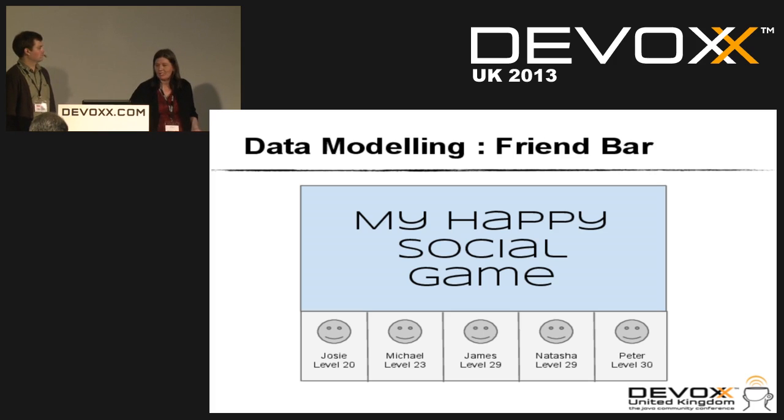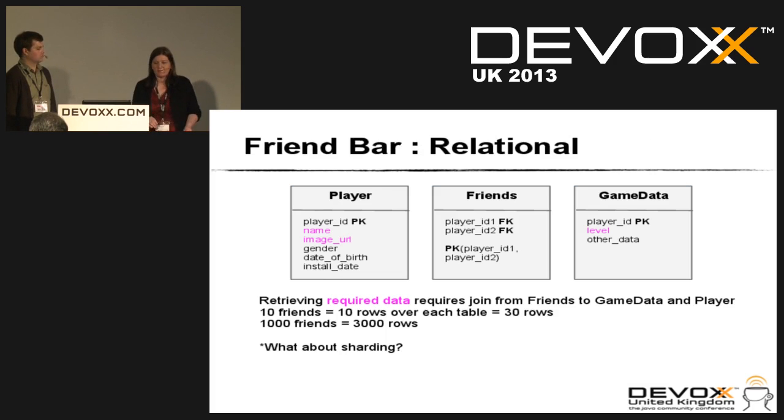Now, just for a minute, let's imagine that we are using a relational database and how we could possibly model this data. So I've created 3 tables here. I've got a player table, which stores information about the player, personal information. This is where their name and their profile picture URL is. I then have a friends table, which models the relationships between different players. So it says if player A is friends with player B. And finally, I've got a game data table, which has data specific to the game or the gameplay, and this is where my level information is stored.